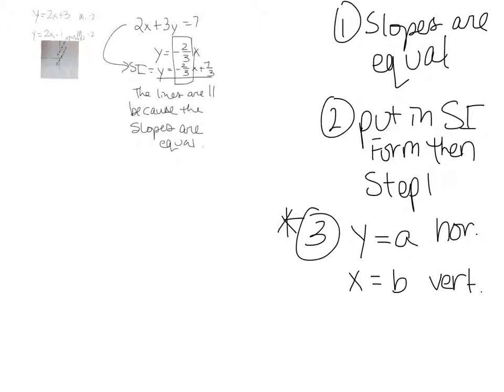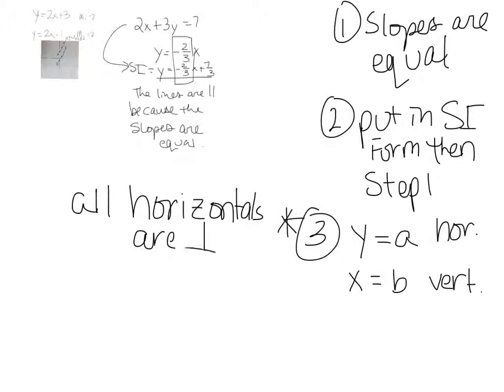But here comes the introduction to our next idea, which is perpendicular. All horizontal lines are perpendicular to all vertical lines. So all horizontals are, upside down capital T, perpendicular to all verticals.